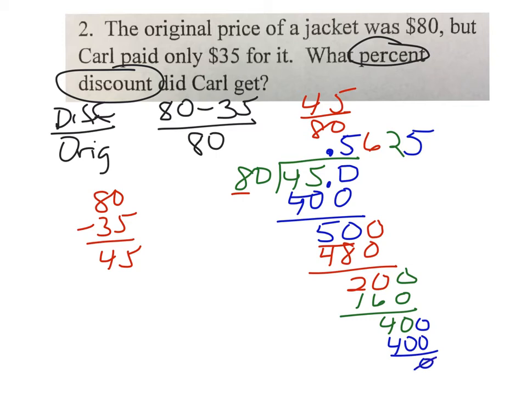So your final answer, you're not done, because you've got to change this decimal into a percent. So you move once and twice, and that is, again, 56.25% discount. Okay?